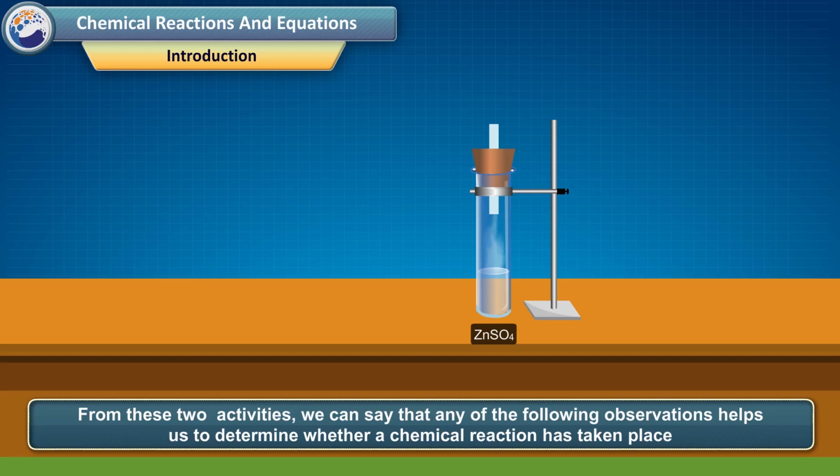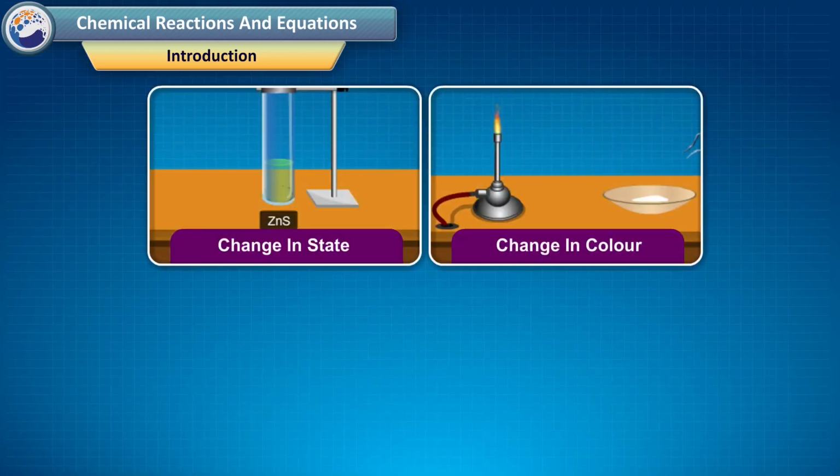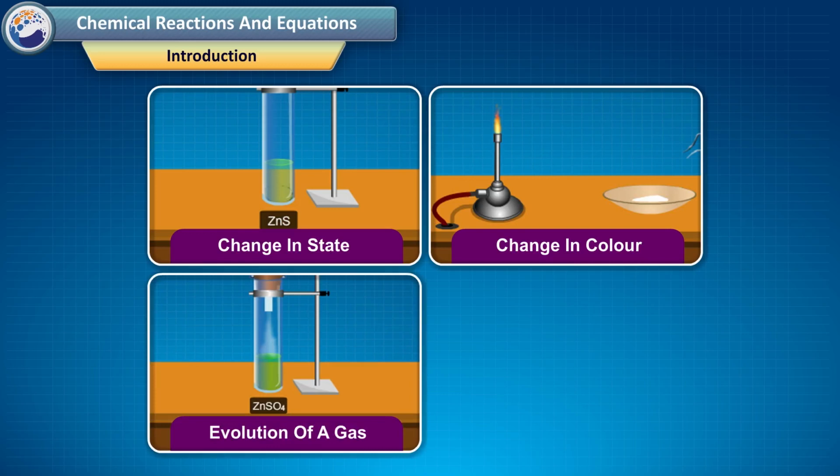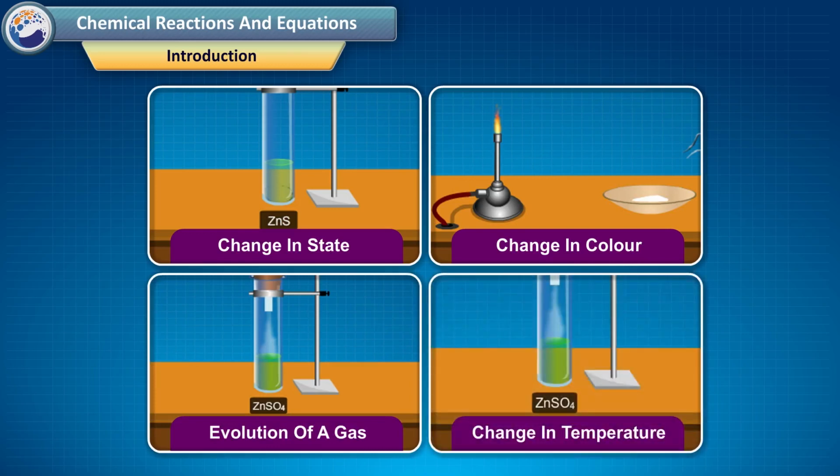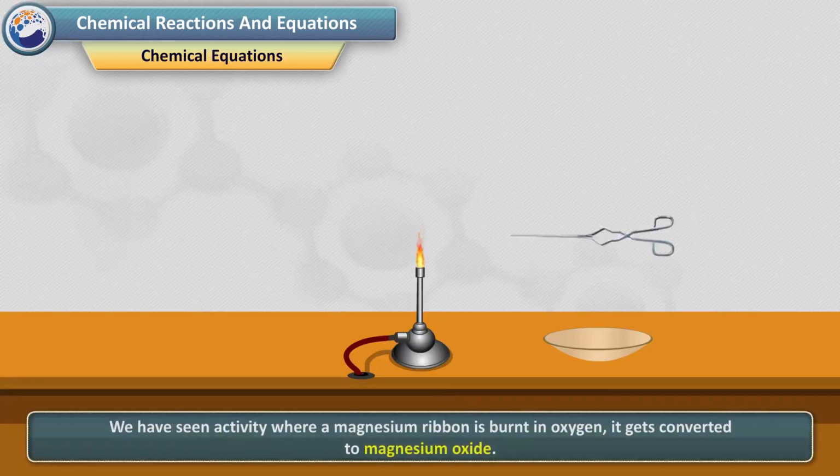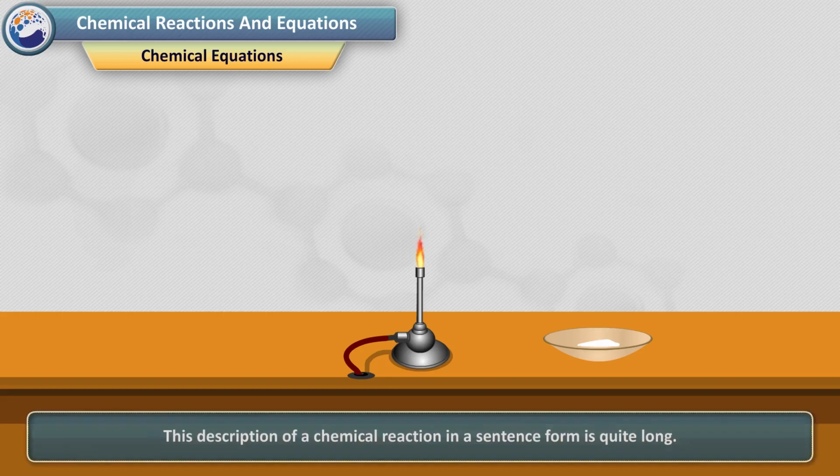From these two activities, we can say that any of the following observations helps us to determine whether a chemical reaction has taken place: change in state, change in color, evolution of a gas, change in temperature. Chemical equations. We have seen the activity where a magnesium ribbon is burnt in oxygen and gets converted to magnesium oxide. This description of a chemical reaction in sentence form is quite long. It can be written in a shorter form.